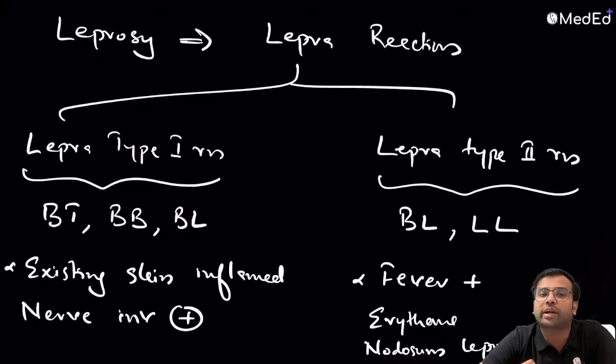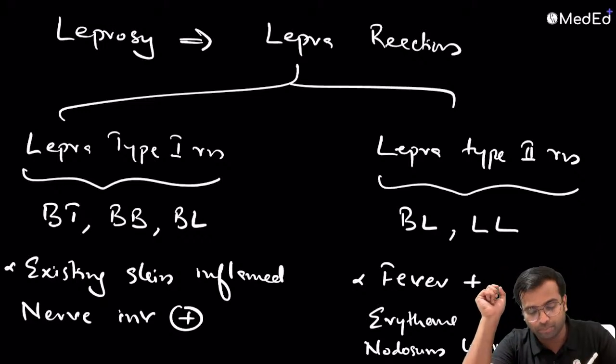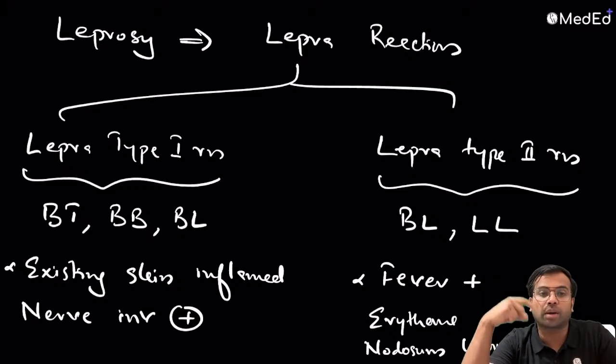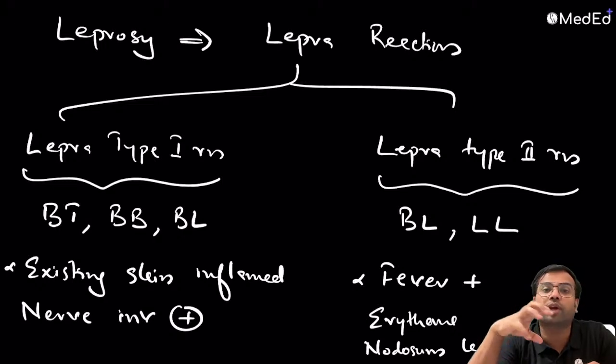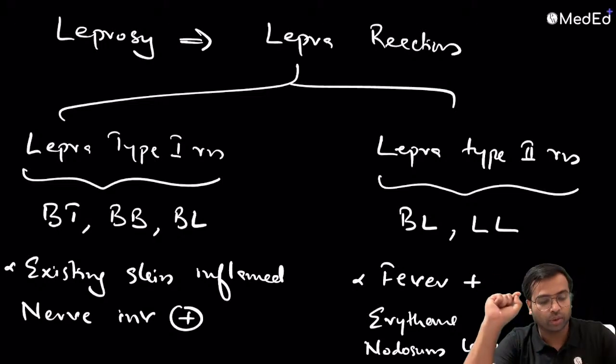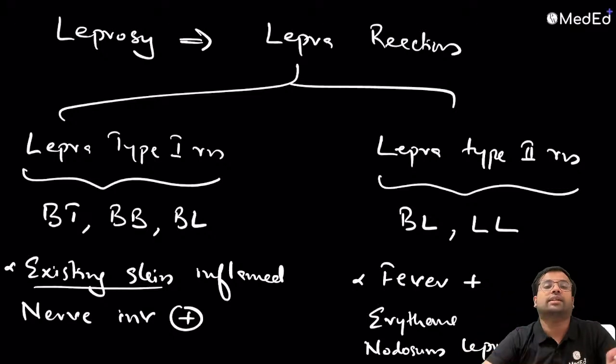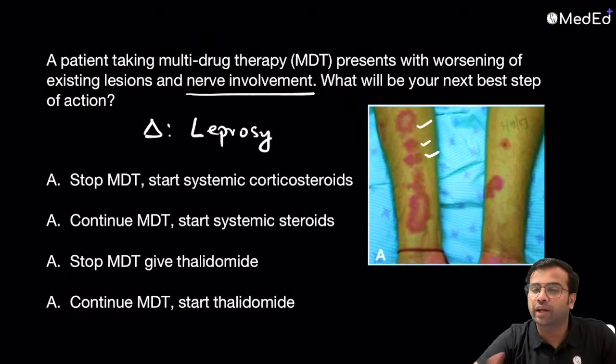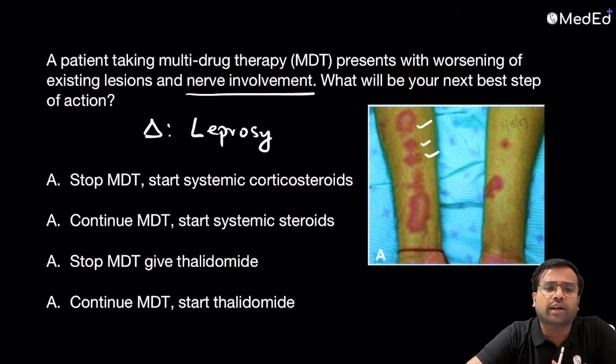So how can the question be framed? A patient who is on multi-drug therapy complains of fever along with subcutaneous nodules. Think about lepra type 2 reaction. Whereas if a patient on multi-drug therapy is complaining of inflammation of the existing skin lesion, now this is important, existing skin lesion, then think about type 1 lepra reaction. Now let's go to the options and see what the correct answer is.